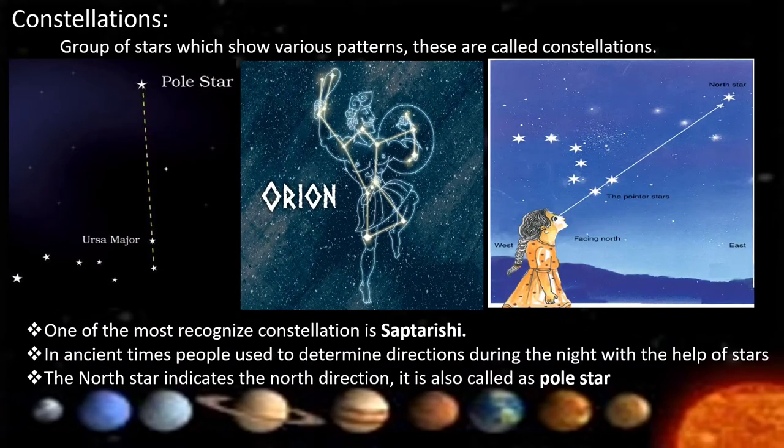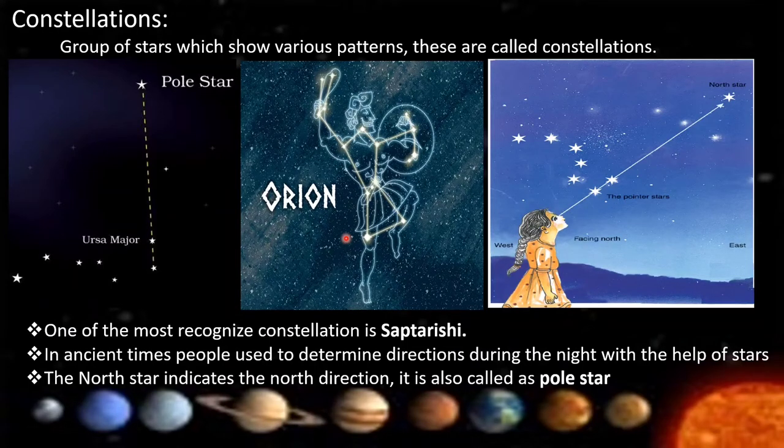We ended the last video on celestial bodies. Now we are going to continue with the constellations. So what are constellations? Constellations are basically groups of stars which show various patterns. A few examples of constellations are Ursa Major, which is also called Saptarishi, then Orion, which makes a particular pattern, you can see here. Saptarishi is one of the most recognized constellations.